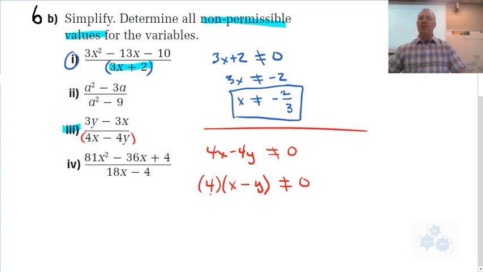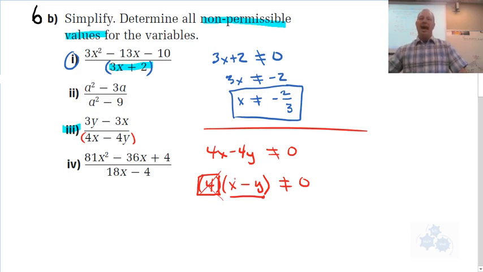So 4 is easy. There's no x or there's no y. There's no variable there. So there's no restriction attached to just a plain old number that's a factor. So you don't even have to worry about this one. I'm just going to X it out for now. But you want to focus on this one. Okay? This cannot equal 0.